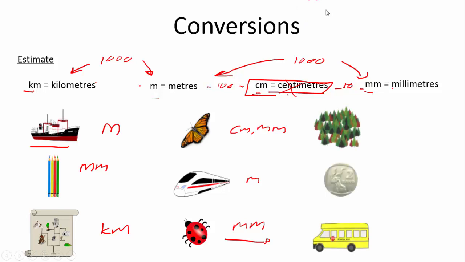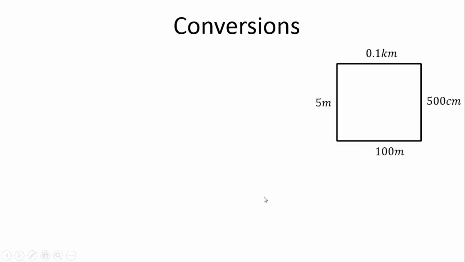What about a forest? A forest, we're going to measure in kilometers. Forest, you know how big a forest is. A little 2 Rand coin, we're going to measure in millimeters. And what about a school bus? We're going to measure that in meters. See if you can test your friend and ask them what they would measure everyday objects in: centimeters, millimeters, meters, or kilometers.